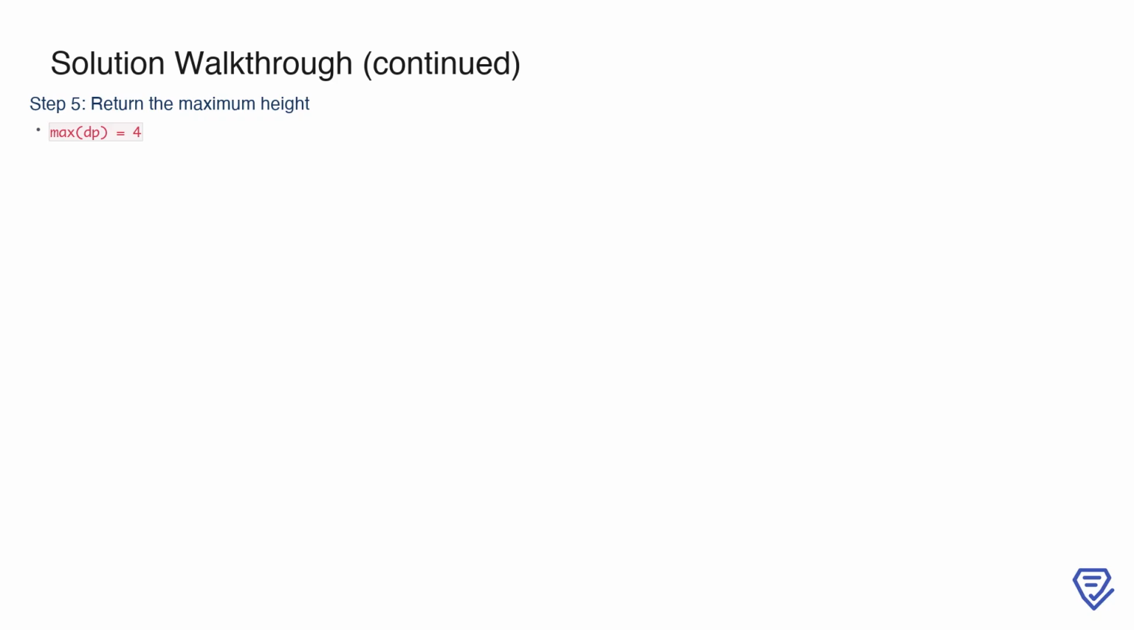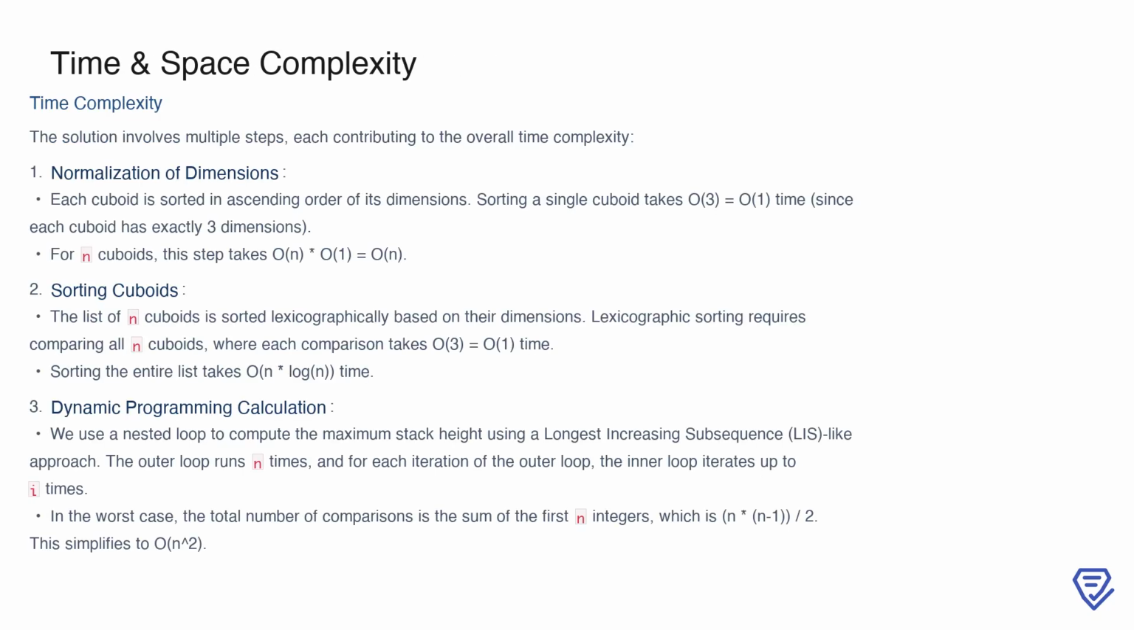This example underscores the importance of the stacking conditions, as it demonstrates that not all configurations allow for stacking. By systematically normalizing dimensions, sorting cuboids, and applying dynamic programming to maximize the achievable height, we can solve the problem effectively for any input. To analyze the time complexity of our solution, we start with the normalization of dimensions.